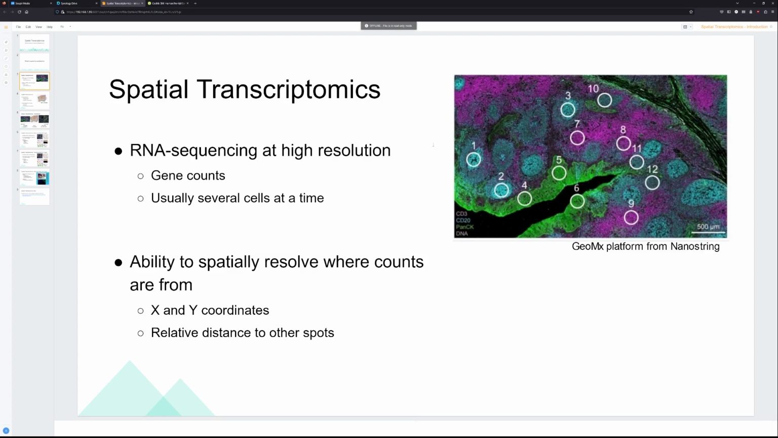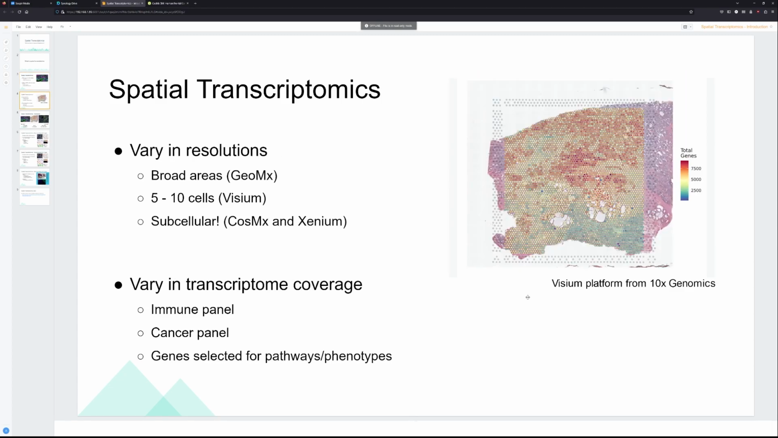And that component can come in things like an X and Y location, or here, relative distance to other spots. So we'll be able to calculate the distance from 1 to 2 from the X and Y location of 1 and 2. Now, there are many different types of spatial transcriptomics. They're going to range in the resolution that you get. So when we were talking about GeoMx there, you have many cells that are belonging to a single location. There's nothing wrong with that.